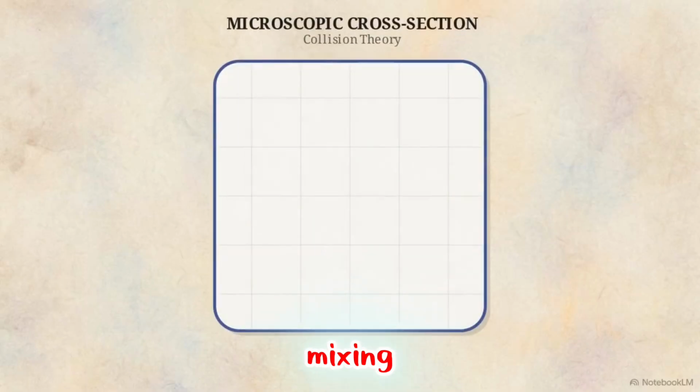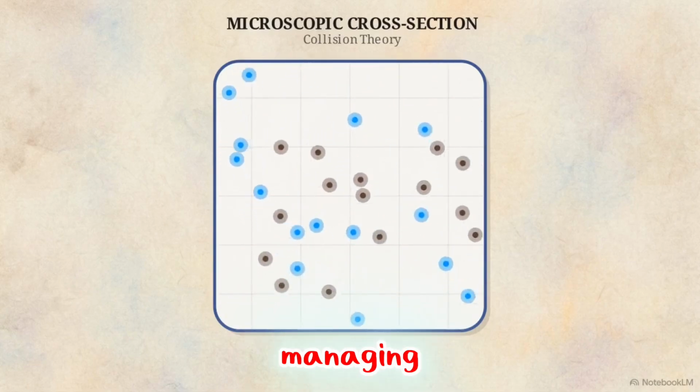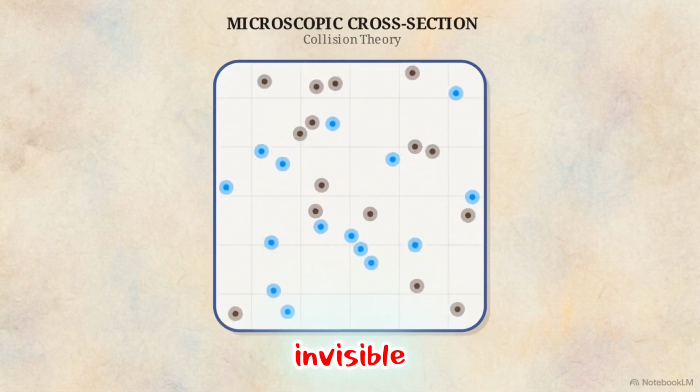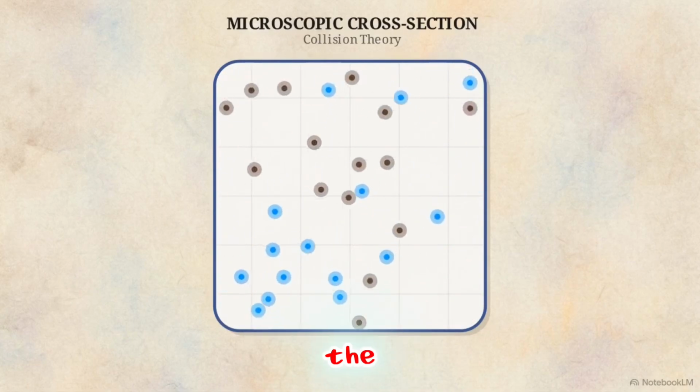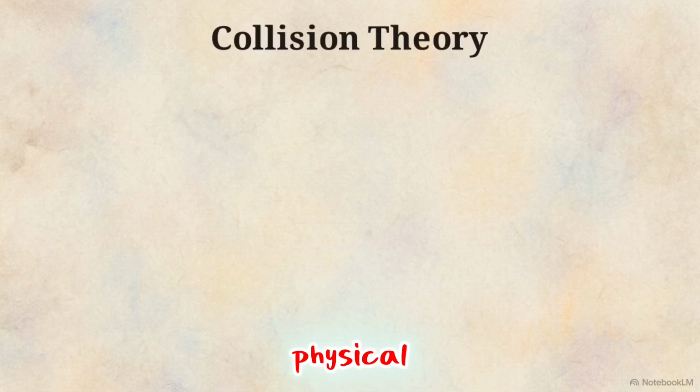Brewing coffee or mixing soap isn't just a chore. It's an exercise in managing a chaotic environment of invisible, moving particles. The way that coffee dissolves, that bread spoils, and that soap cleans is dictated by a specific physical framework, collision theory. A chemical reaction is a physical event.